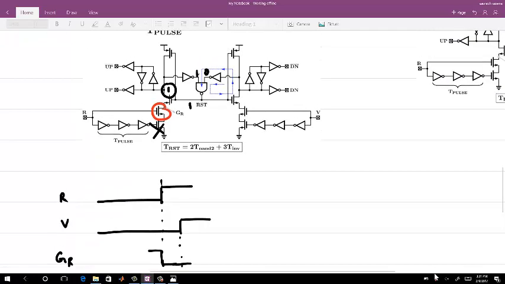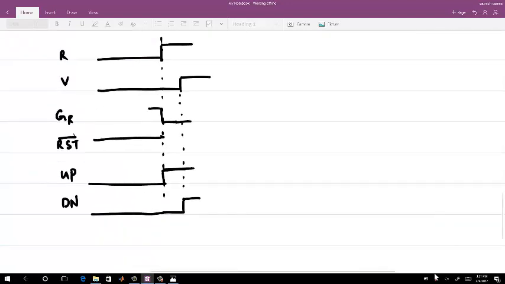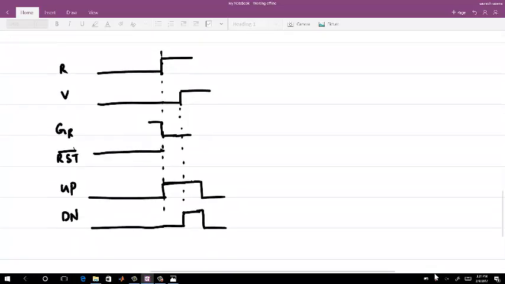Here, when both up and down go to high, that means both of them go to 1, and the reset bar goes to 0. As soon as this goes to 0, your PMOS will pull these nodes to VDD, and your up and down both will come down after a while.